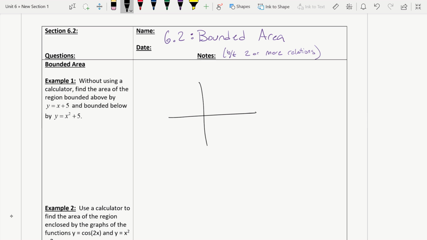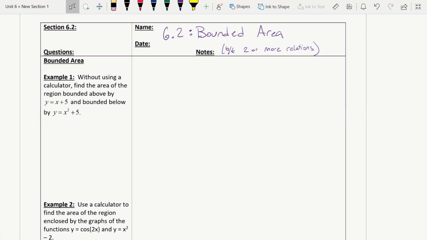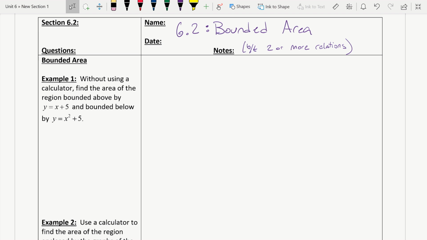Or, as we've discussed a little bit, it doesn't have to be the x-axis. It could, of course, be a different one as well. Today, again, we're going to look at finding the area between two or more functions or relations. So our first one here is a no calculator problem, although often this is a calculator task.